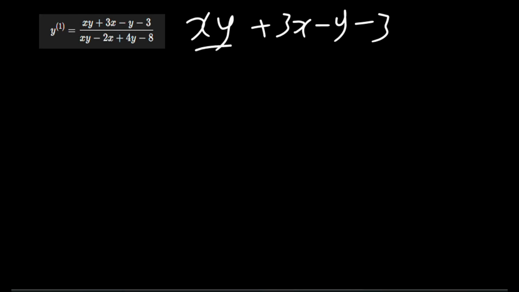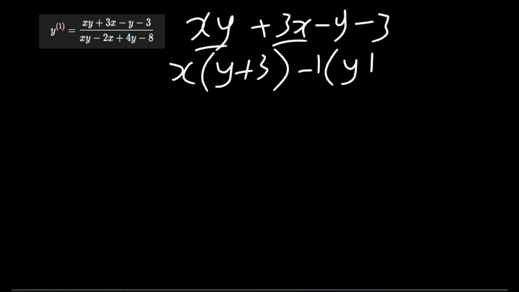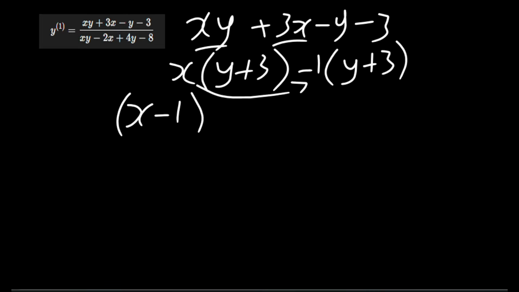So we have xy plus 3x minus y minus 3. So we factorize x out, so x into brackets y plus 3. Then for this side, we factorize negative 1 out, y plus 3. So we can map it and then we rewrite it. We have x minus 1 bracket close multiplied by the expression y plus 3. Alright, so this is our numerator.